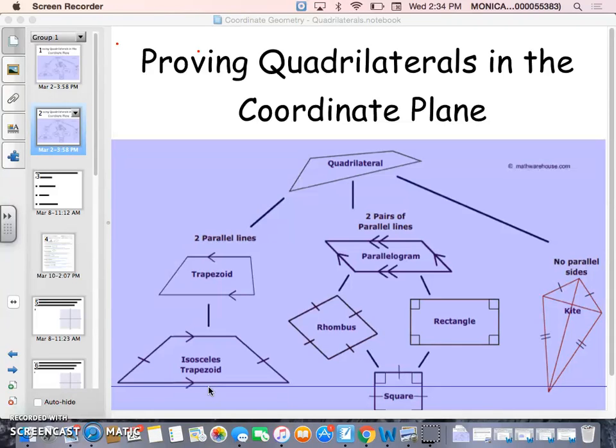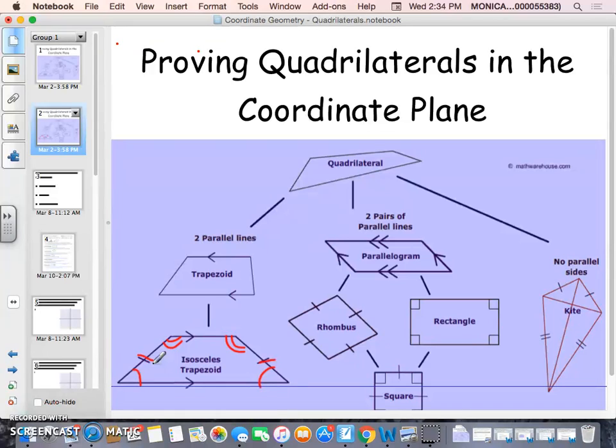So first of all, we can break our quadrilaterals down into whether there is 1 set of parallel lines, 2 sets of parallel lines, or no parallel lines at all. If we're looking at 1 set of parallel lines, we're looking at a trapezoid. It can either be just a regular trapezoid or a trapezoid where the legs are congruent, and we call that an isosceles trapezoid, which should indicate that the base angles are going to be congruent, just like when we talked about an isosceles triangle. Then we get a situation where we've got 2 sets of parallel lines, and now we're talking about a parallelogram.